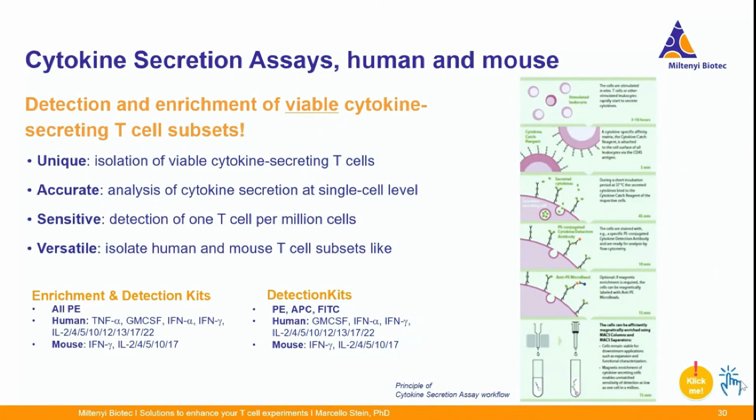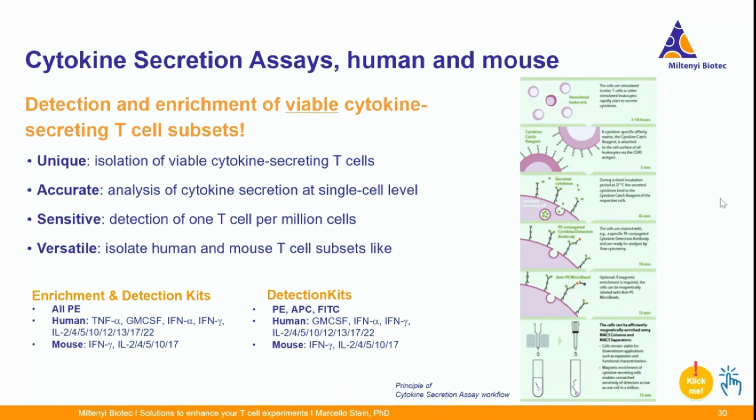Finally, I want to point out a cell separation product that is absolutely unique, the cytokine secretion assays. They allow to detect and enrich viable cytokine secreting cells from mouse and human samples. Thereby, cytokines are immobilized on the surface of the secreting cell by the so-called catch reagent. Basically, thereby, the cell labels itself with its own cytokines.